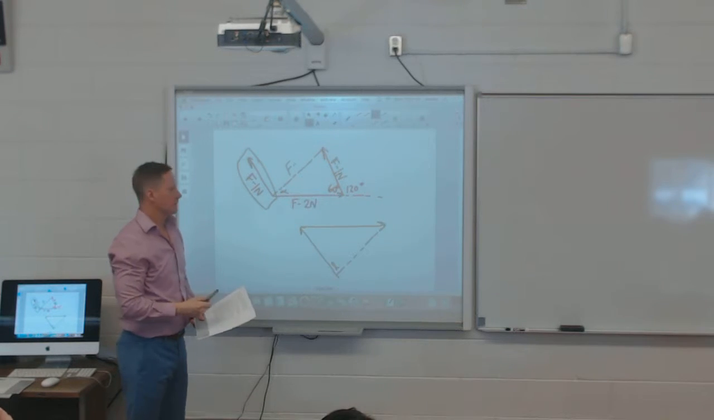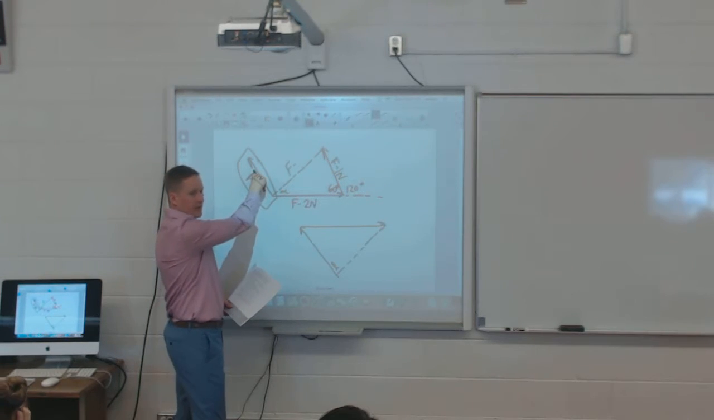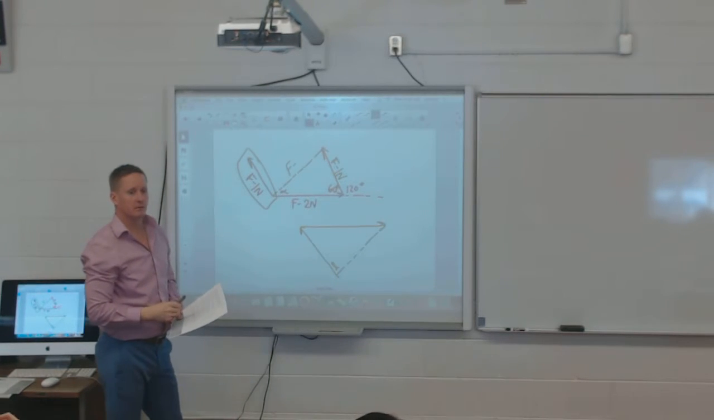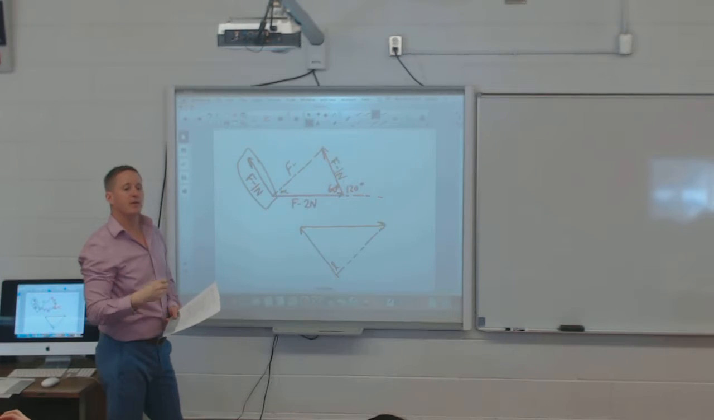Okay. So I take this guy in the direction he's moving and move it to here, to the tip of the first one. Why are we doing that exactly? Because when you add vectors, it's always tip to tail.